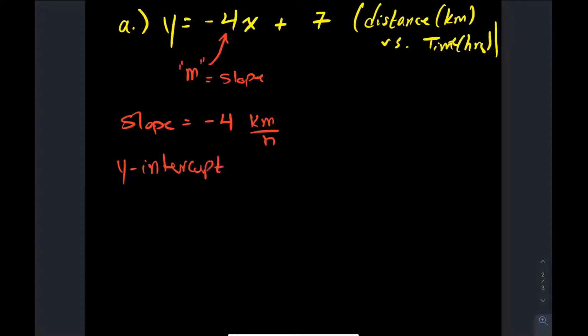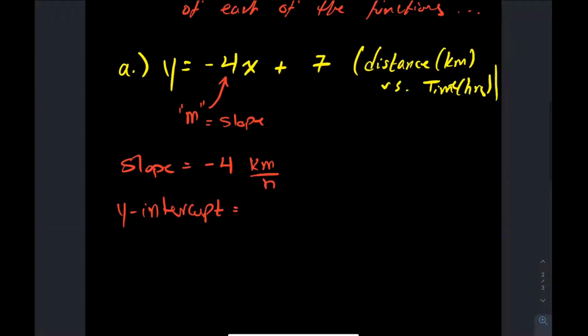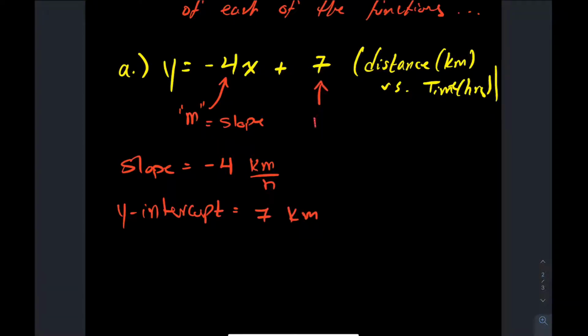Y-intercept equals 7. And remember, if we're measuring distance versus time, distance would be on our y-axis, right? Because that is the dependent variable. So our y-intercept would actually be 7 kilometers. So remember, this is our b, y-intercept. And then we could make up a story about that.